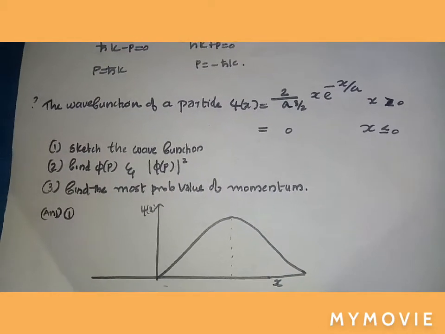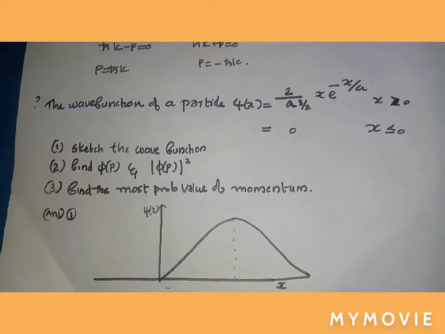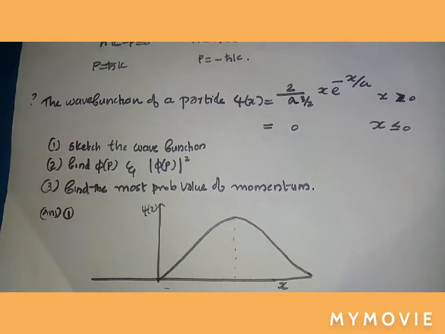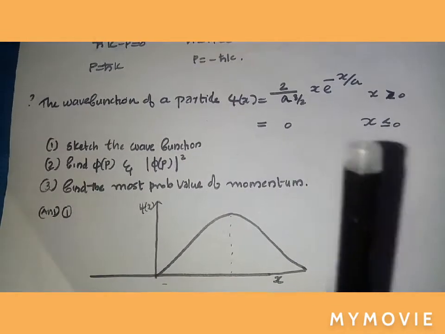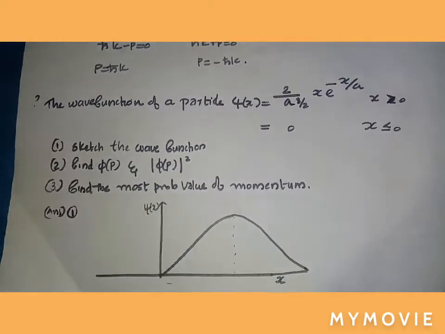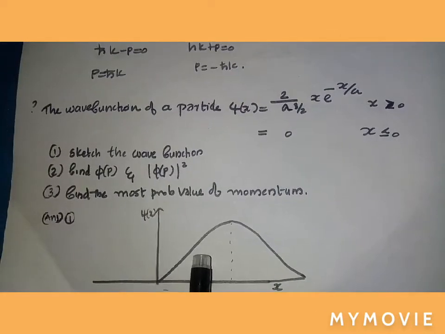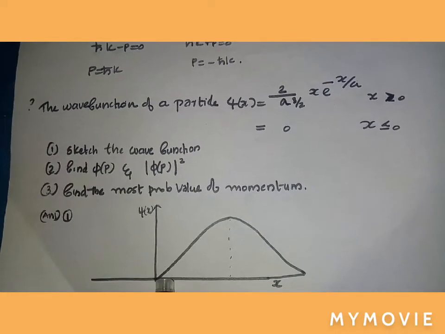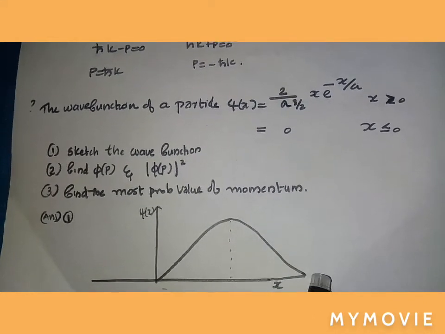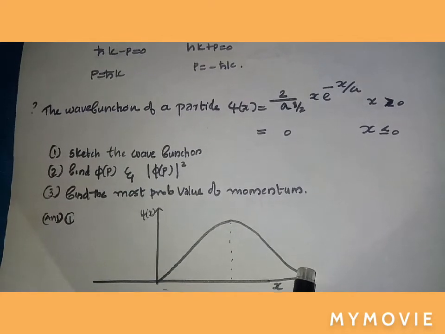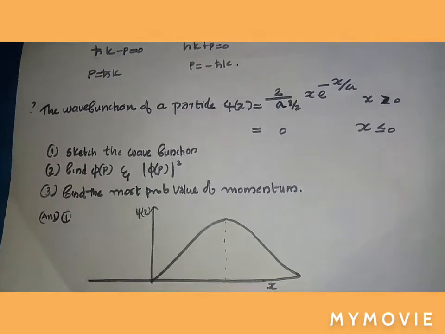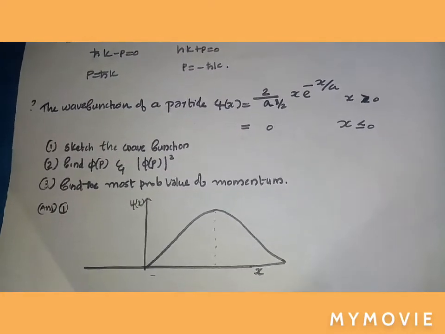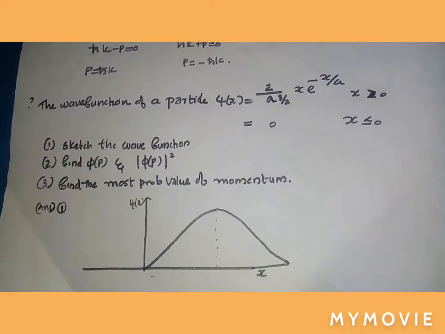So first, we know that the wave function in position space is given. So we have to find the sketch of this wave function. That means it is an exponential function. Also, we know that at x equal to 0 the function gives the value 0, and at x equal to infinity also the function gives 0. So the graph has an exponential shape, and next we are going to find the wave function in momentum space.